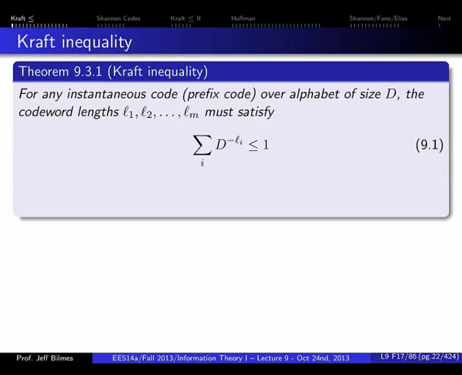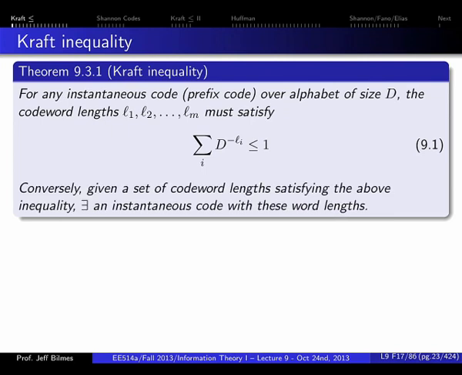So the Kraft inequality is the thing that connects us from expected lengths to specific instantaneous codes. It basically says, on the one hand, that if you've got an instantaneous code over an alphabet of size D, then the lengths must satisfy the following inequality: we sum over all code words D to the negative length of that code word, and that whole sum can't be greater than one. So the total is sort of like a fractional thing, and it can't be greater than one.